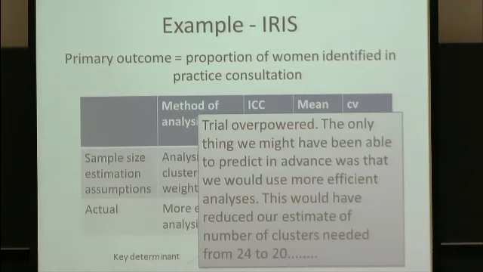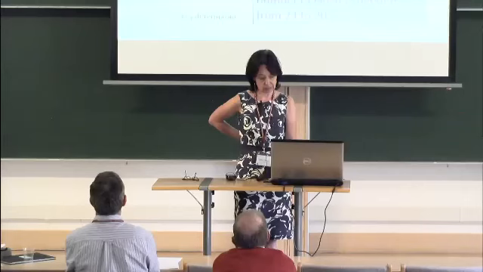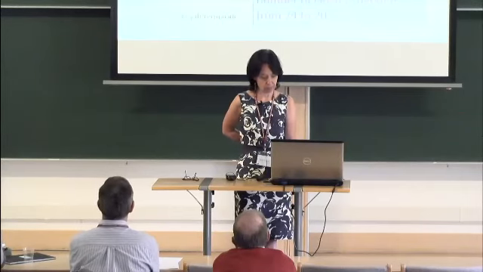The only thing that we might have been able to predict in advance was that we would use more efficient analyses. We did a careful estimation of these other things, and I don't think that we would have changed anything else. This would have reduced our estimate of the number of clusters needed from 24 to 20, not by very much.